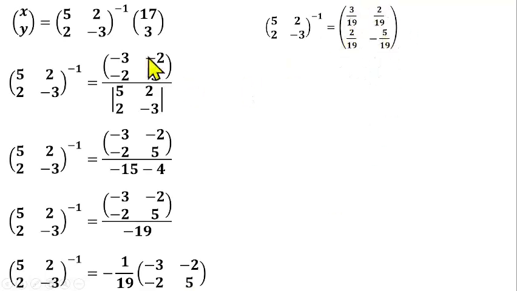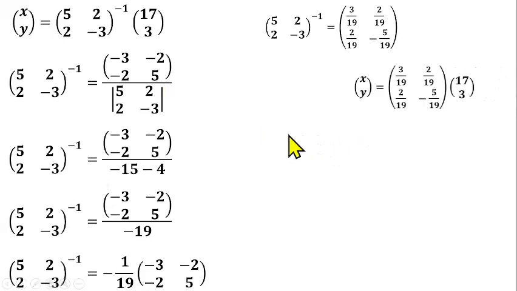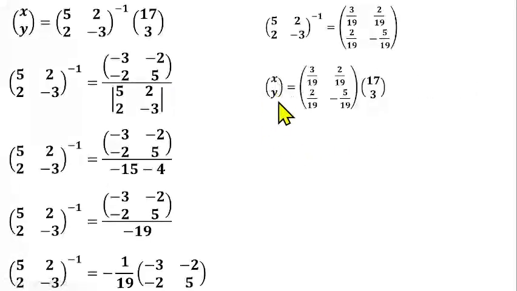So this now replaces this one here. You'll be having S and Y equal to the inverse of this matrix, which is this matrix here, multiplied by 17 and 3, which is a column matrix. We'll now multiply this out to get our S and Y.